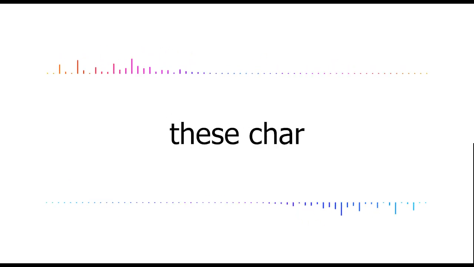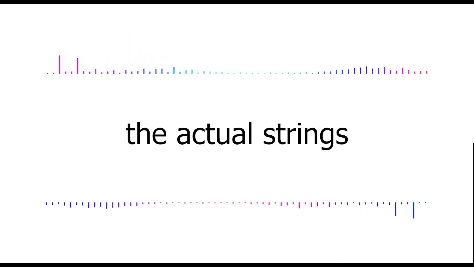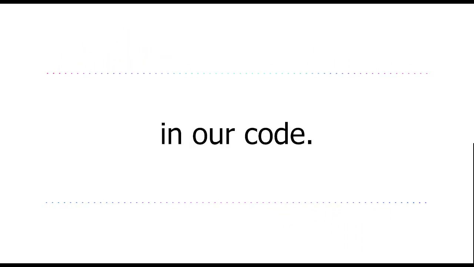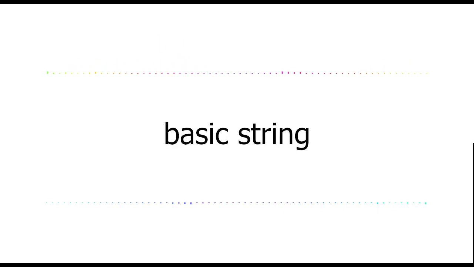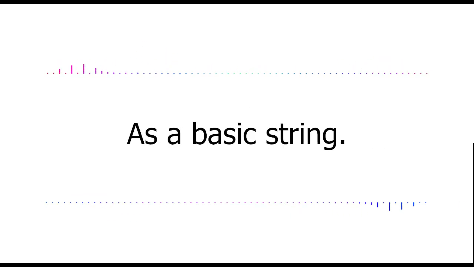So we've got these char-like types and their character traits. But how do they come together to form the actual strings that we use in our code? That's where the std::basic_string class comes in. Think of it as the workhorse of the C++ strings library. This template class handles the storage and manipulation of character sequences. std::basic_string. It sounds like the foundation of everything.